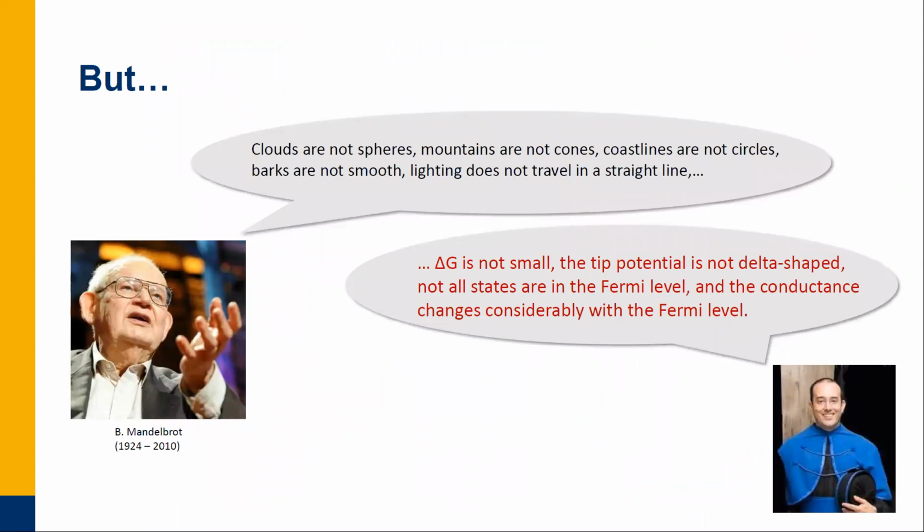But as I said from the beginning, this is Mandelbrot. I love this saying by Mandelbrot. He says, clouds are not spheres, mountains are not cones. And I go on. Yes, delta G is not null. The TP potential is not a delta function. The states do not flow only on the Fermi level, and so on. So things are not this beautiful thing that we see in the book. Things are more complicated.